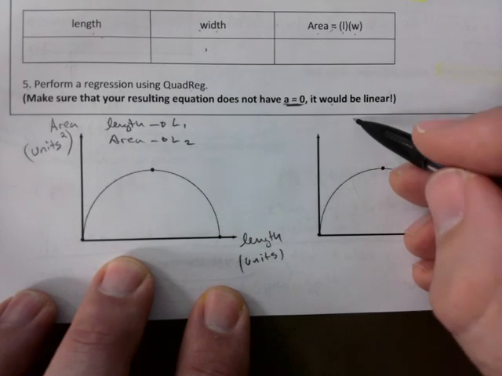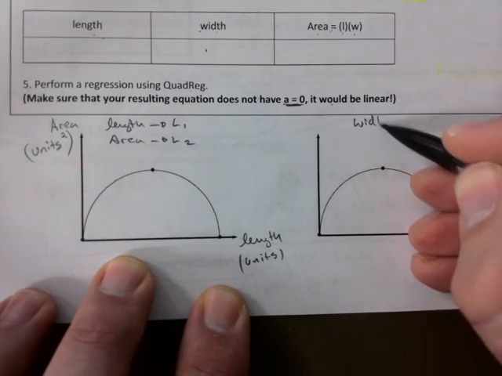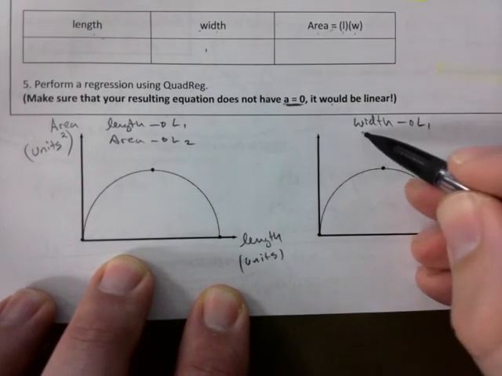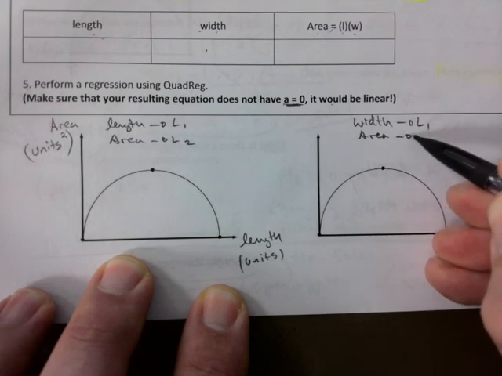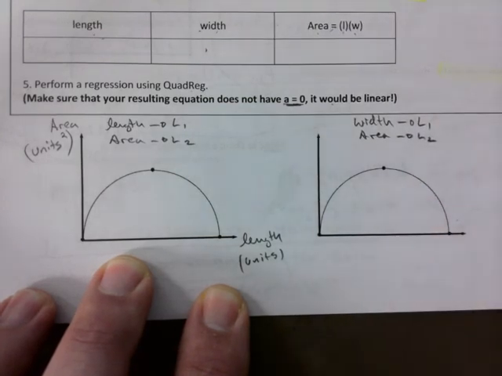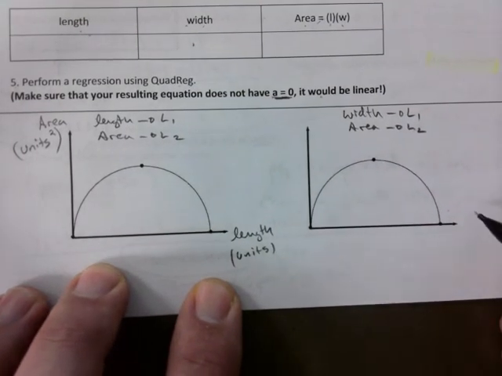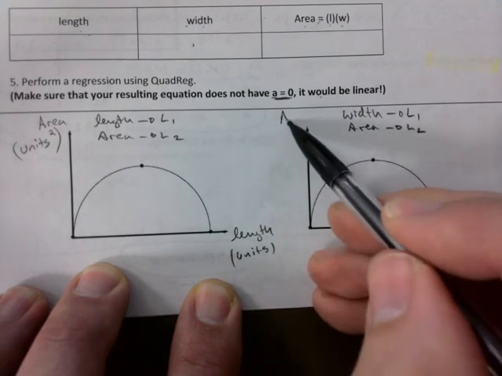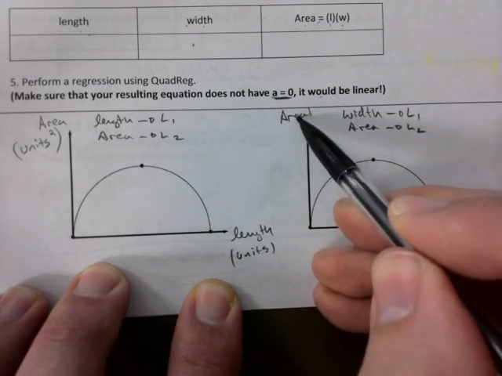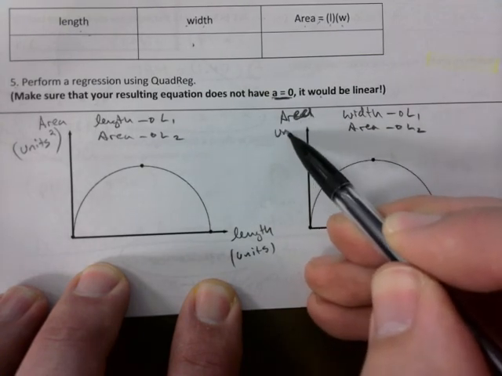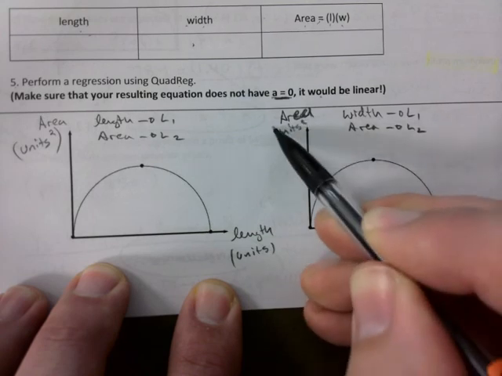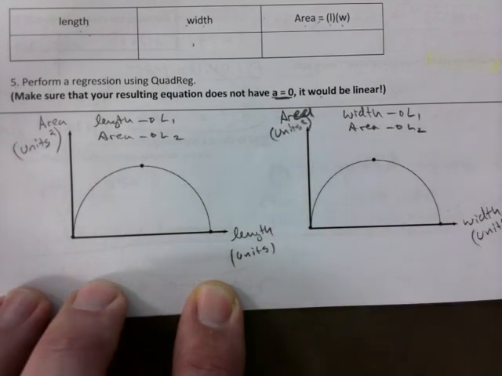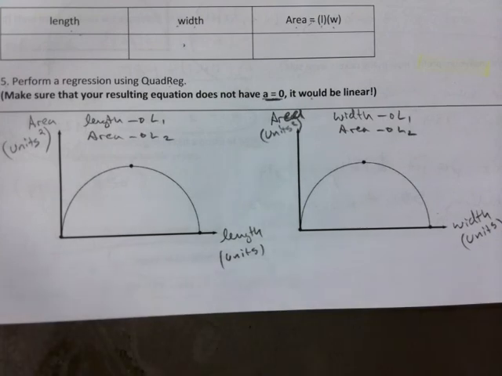Right, and let's say you put the width into L1 and the area into L2. Notice that area always goes into L2. Then you have obviously width and units, and you have area and units squared. Okay. So that's the only difference.